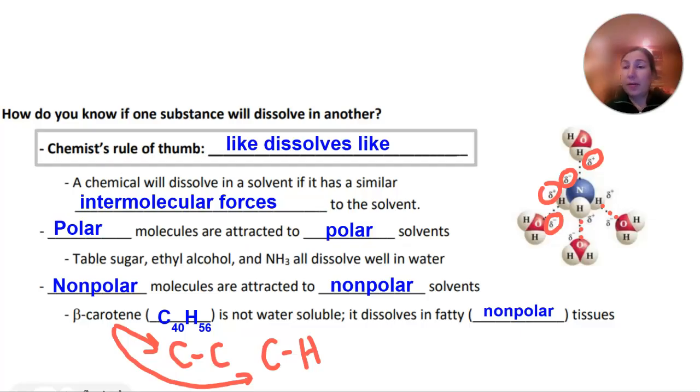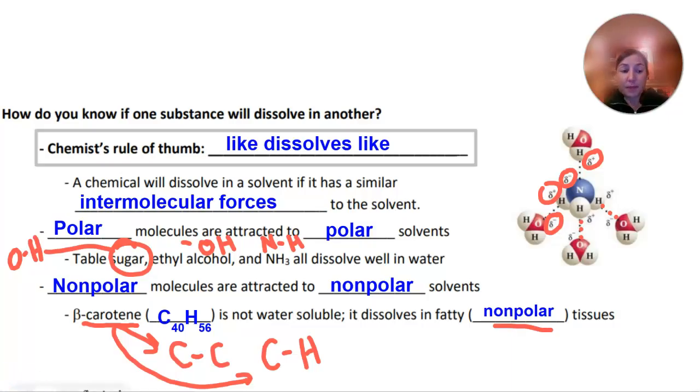like our sugars, which have lots of OHs, for example. The OH groups in sugar really help it dissolve. We also saw OH present in our alcohol. So these O to H, and here we've got an NH3, we've got N to H bonds. Those all happen to be super polar OHs and NHs that allow them to dissolve in water. And in the absence of those, substances like beta carotene will only be soluble in other nonpolar substances, like our fatty tissues that are also nonpolar.